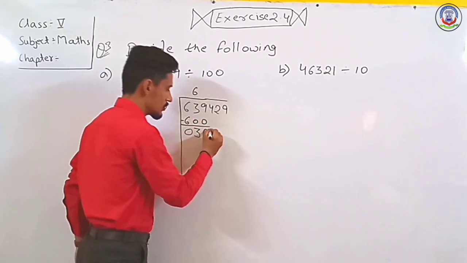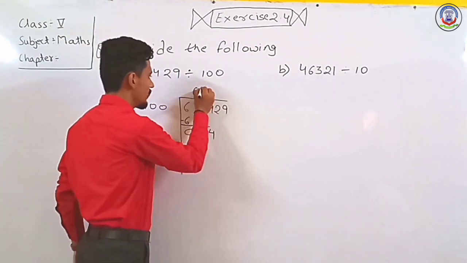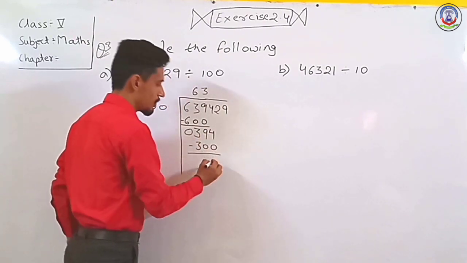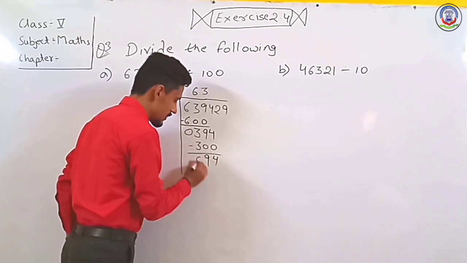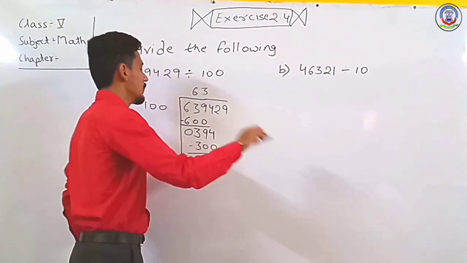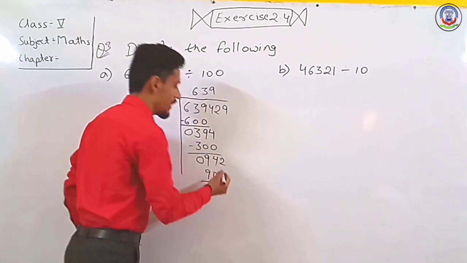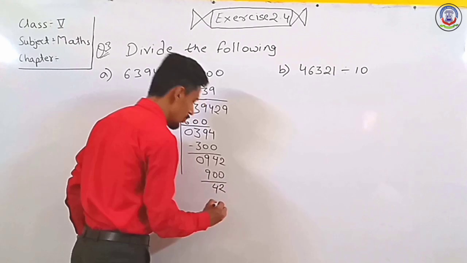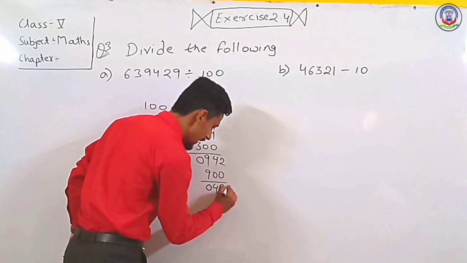Next we have 4, so we write 4. Now here it is 394, so it comes in 3 times 300. So we write 4 subtract 0 is 4, 9 subtract 0 is 9, 3 subtract 3 is 0. Next we take 2. So we write 9 times 900. Now subtracting, 2 subtract 0 is 2, 4 subtract 0 is 4, 9 subtract 9 is 0. Next we take 9, so we write here 9.